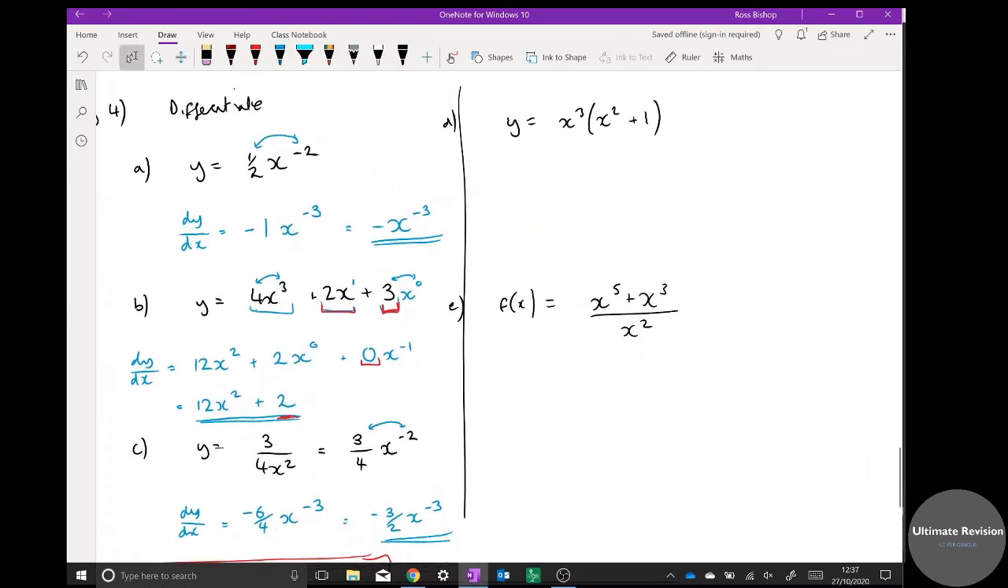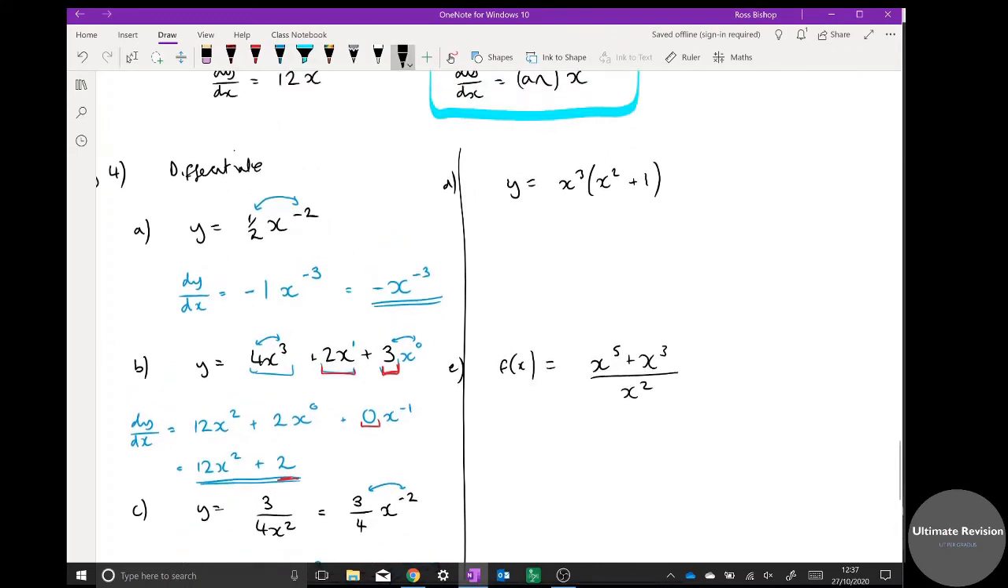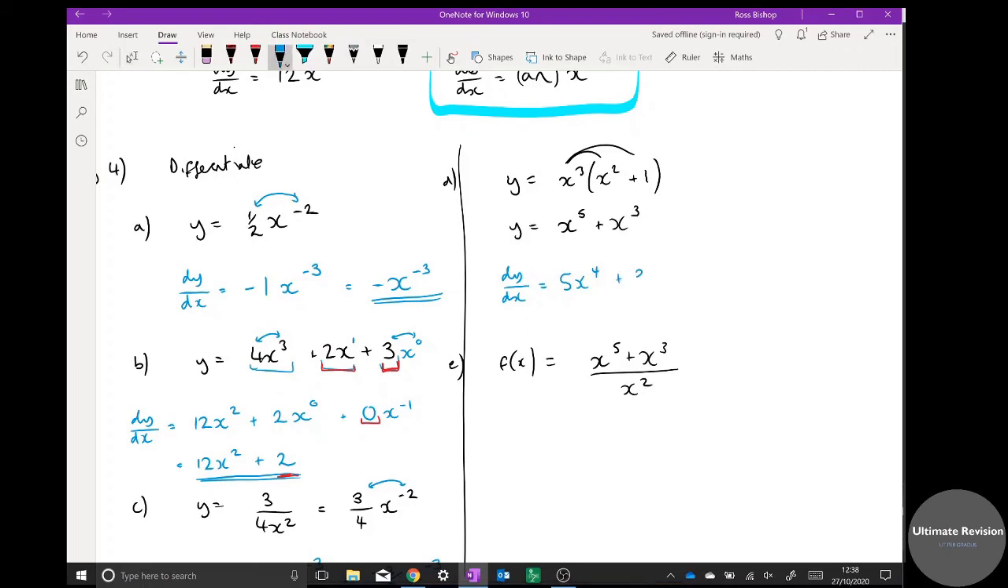Right, next one here, d. Similar thing. The only thing I need to do here is multiply out the brackets first. So I need to multiply out the brackets. At this stage, it's still y. So y is going to be x to the 5 plus x cubed. And then I just need to differentiate each term. So this becomes, bring that down, 5x to the 4. And this one becomes 3x squared.